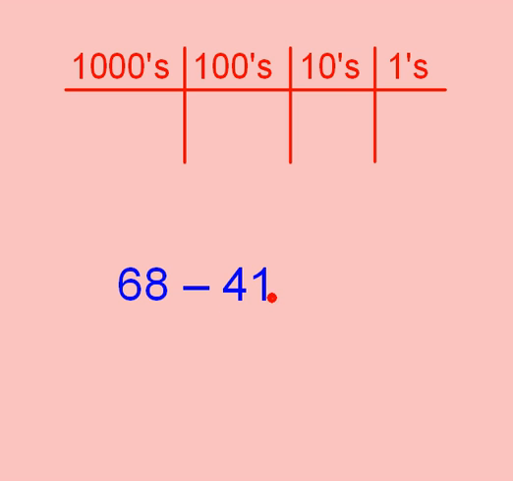To do this question, I write it out carefully with the number that I'm going to take away on the bottom. 8 take away 1 is 7, and 6 take away 4 is 2. So the answer's 27. Let's look at how this question works.